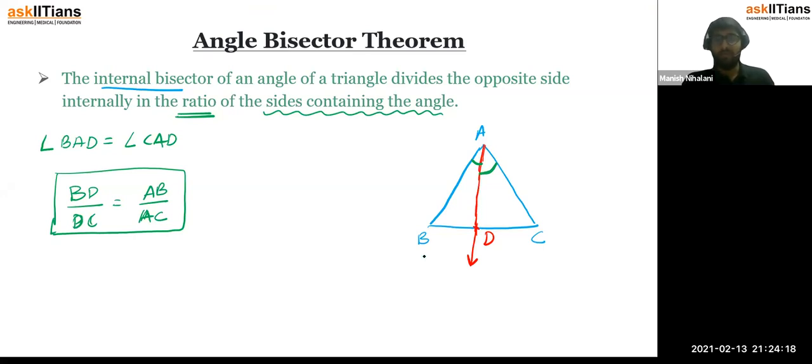It's a very important theorem because it gives you a relation between sides of a triangle among themselves, which are in the same proportion. This is known as the angle bisector theorem, right? BD by DC is AB by AC. It divides internally in the same ratio as the sides containing the angle.